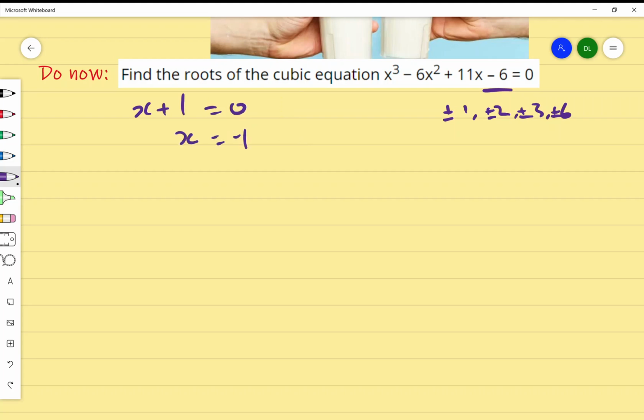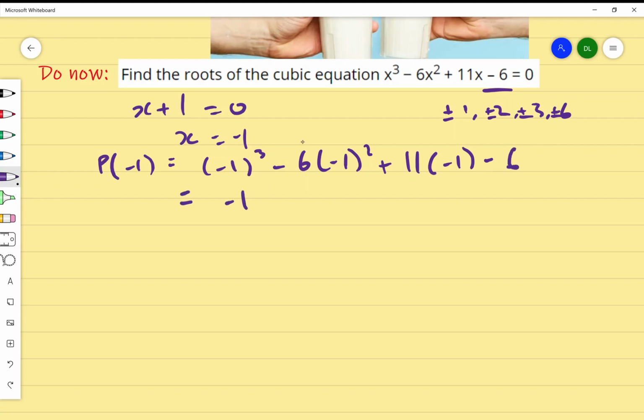Now, do I go through the whole long division now? No, I just put in a remainder theorem and see if the remainder is 0. If it is 0, then it is a factor. So let's put that in. So I get p of negative 1 equals negative 1 cubed minus 6, negative 1 squared, plus 11, negative 1 minus 6. And that equals negative 1 minus 6 minus 11 minus 6.